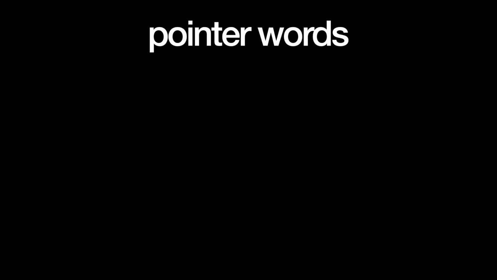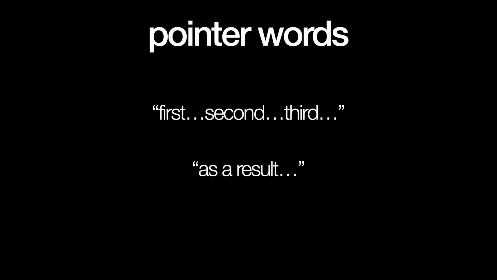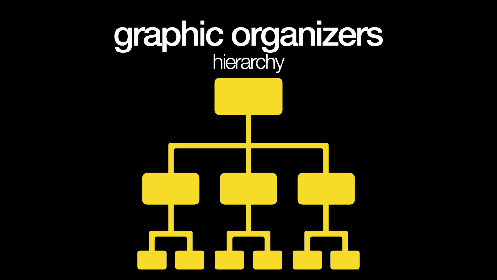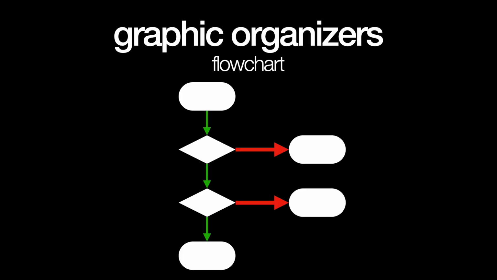Another verbal signal is the use of headings to introduce different sections of the content. Pointer words like first, second, third, as a result, help learners make connections and understand sequences and processes. Giving learners graphic organizers can help them structure information into something meaningful, like a matrix, hierarchy, or flowchart. These organizers can help learners build their mental representations.